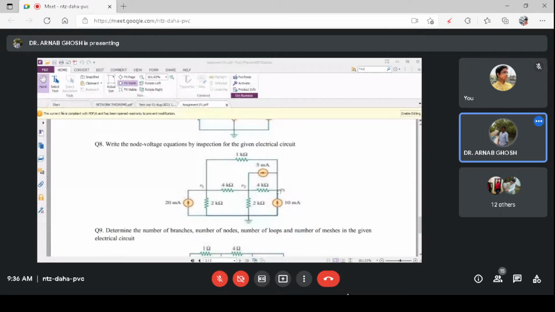So see, at V3 you have four current components. One ampere is entering the node. Okay, 5 milliampere is leaving the node, and other than that you have the current across 4 kilo ohm, that is V2 minus V3 by 4, and another through 1 kilo ohm, that is V1 minus V3.